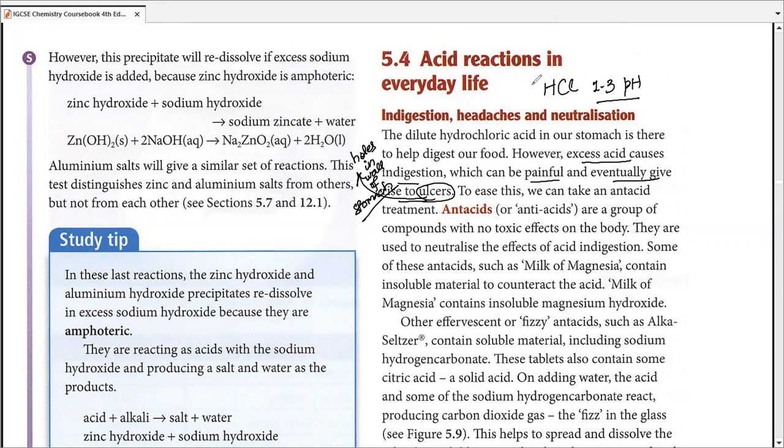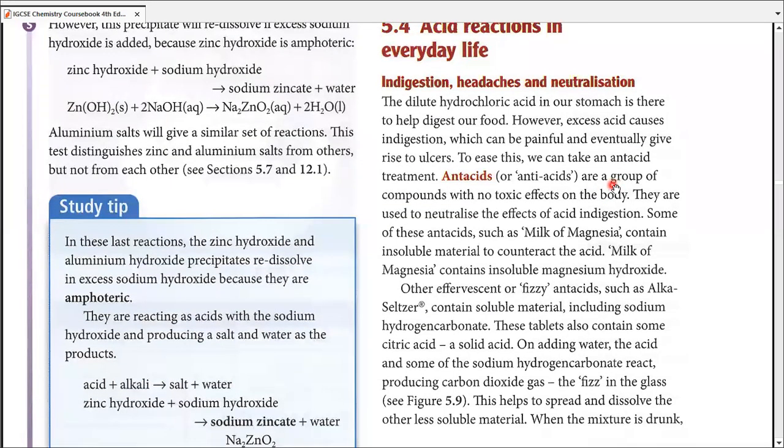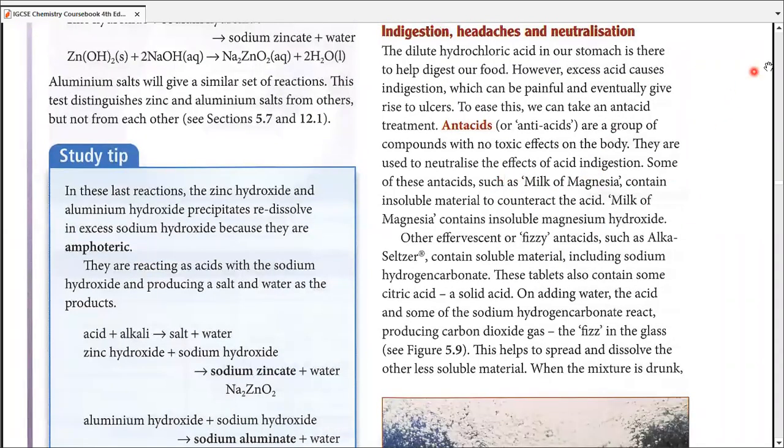So try not staying hungry for a longer duration of time, specifically in the first 20 years of your life. That is when the body acids are very strong, and staying hungry for a longer time can cause problems like this. Now, to ease them up, we have antacid treatment. What's an antacid? Antacid is a compound which has no toxic effects on the body, and it is just used to neutralize the effect of acid indigestion.